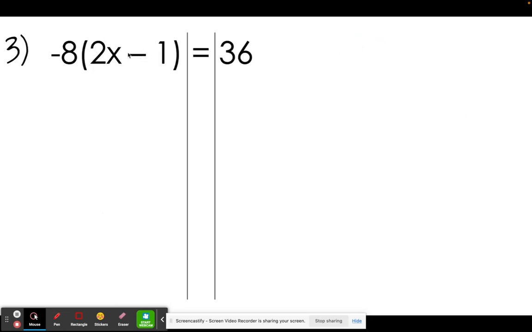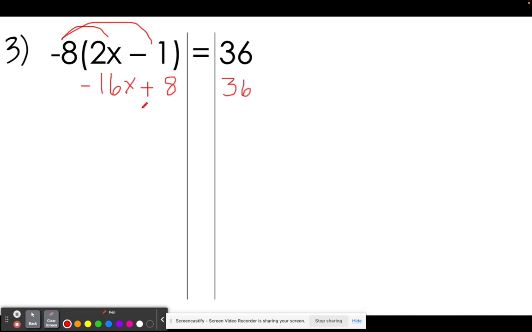Next one, oh, I see parentheses, and I have a variable in there. I know I'm going to have to look at the distributive property. I'm distributing negative 8. Don't forget the negative. Negative 8 times 2x, and think of it as negative 8 times negative 1. Negative 8 times 2x is negative 16x. Negative 8 times negative 1, positive 8, equals 36.